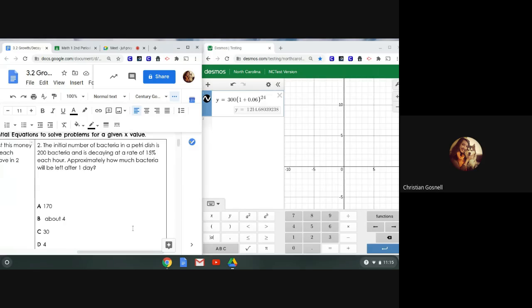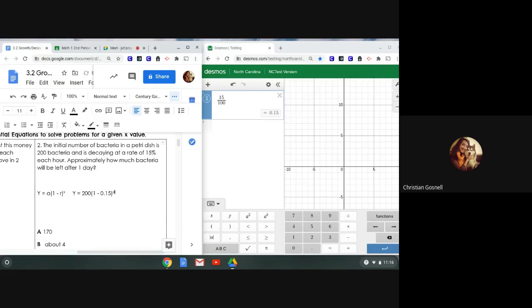Number 2 says the initial number of bacteria in a petri dish is 200 bacteria and is decaying at a rate of 15% each hour. Approximately how much bacteria will be left after 1 day? Well, the decay function is Y equals A times 1 minus R to the X power. So what I'm going to do is plug in each of the pieces that I know. I know my start is 200 bacteria. And then I have 1 minus. My R is my percent as a decimal. So 15% as a decimal is 0.15.